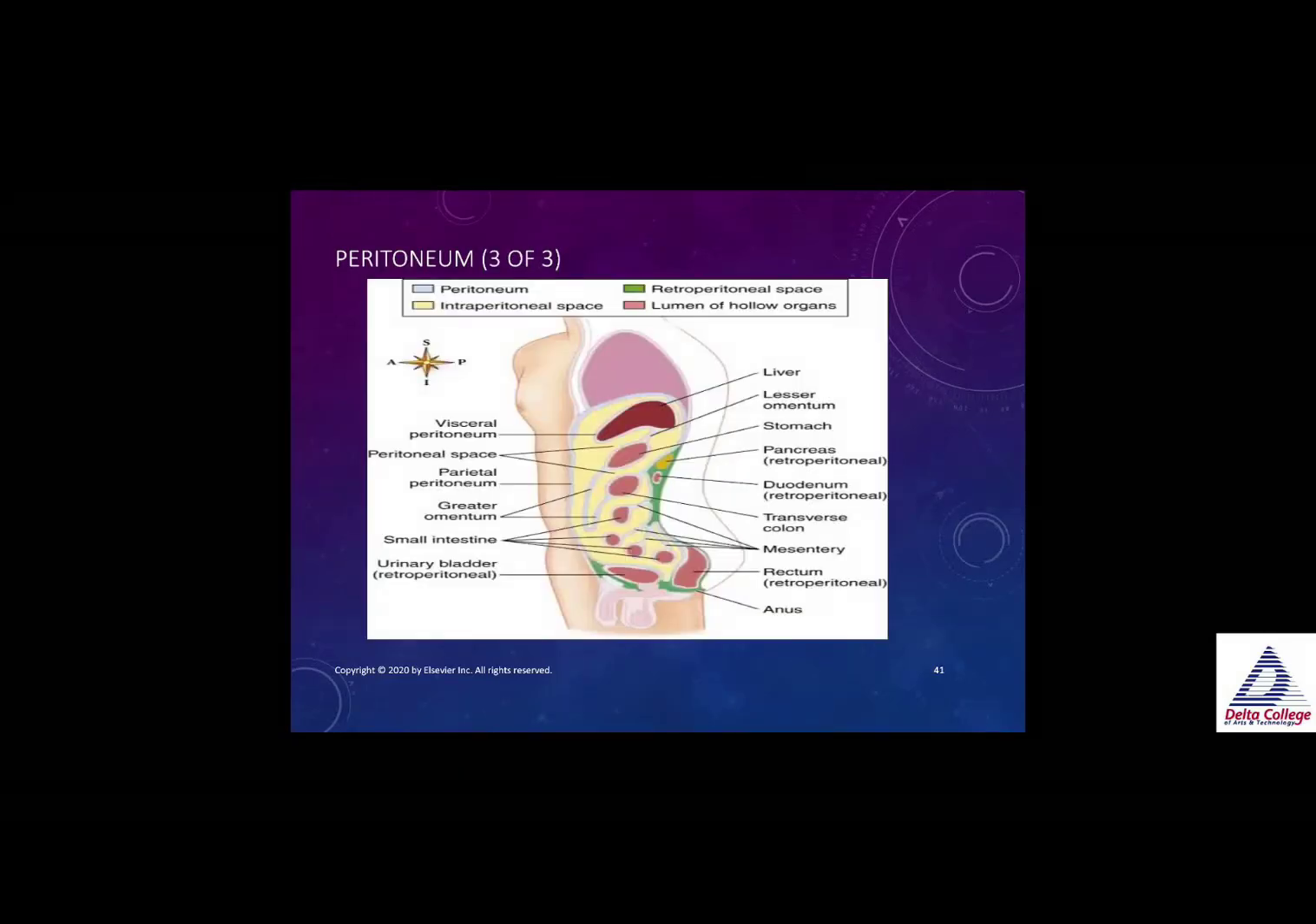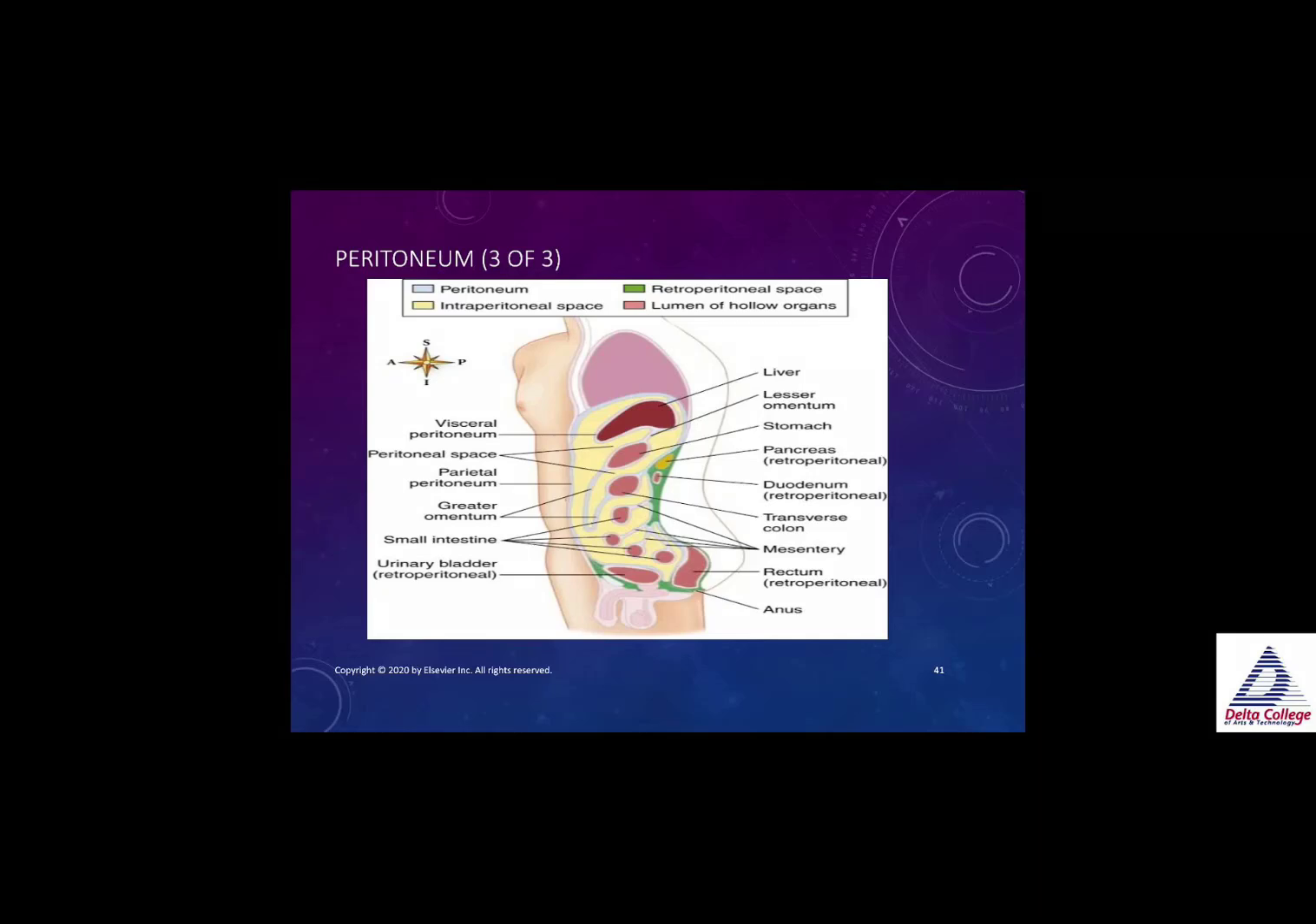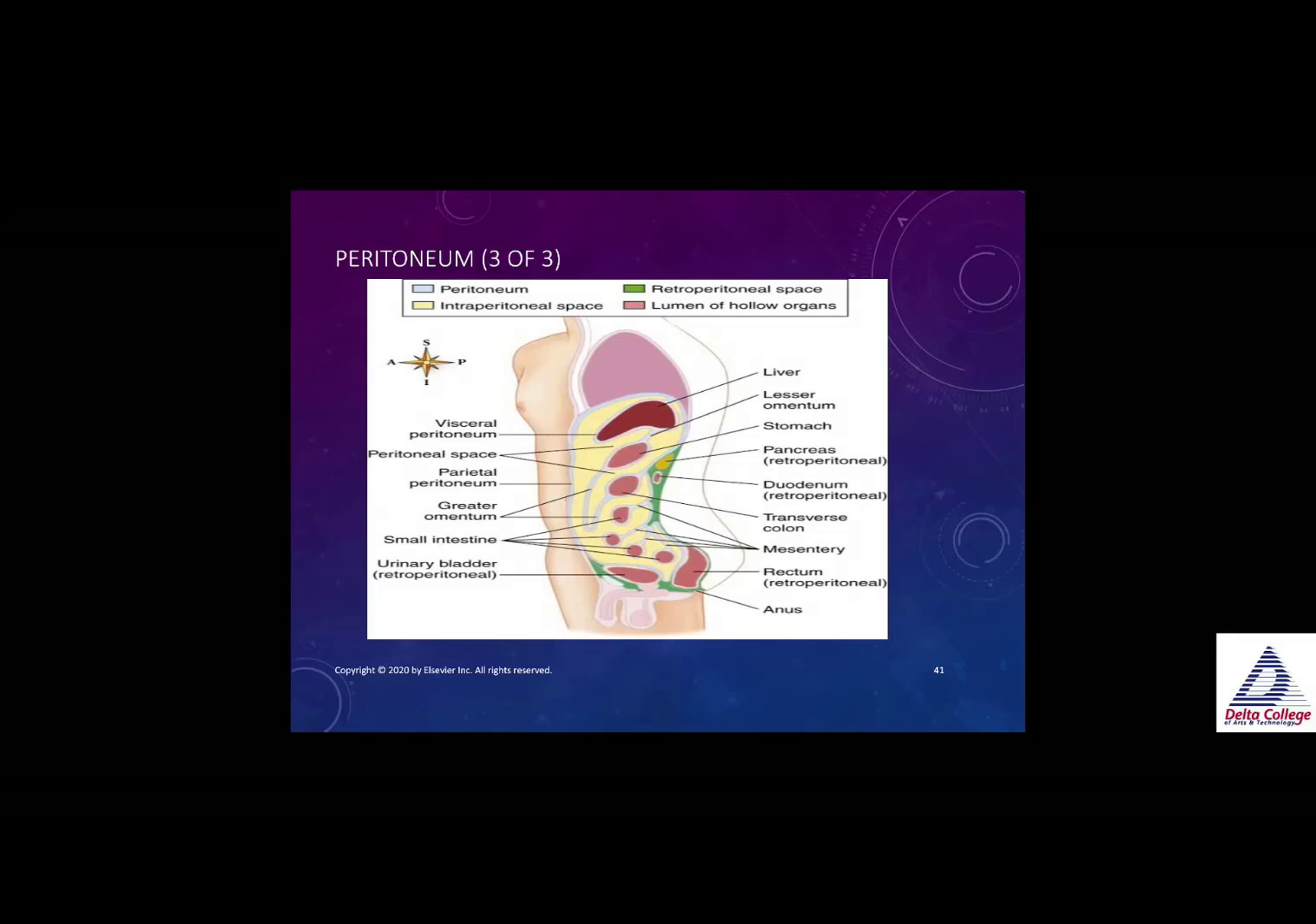So here's an image of the peritoneum. Make sure you get a good idea of where the mesentery, the greater omentum, or that lace apron is, the visceral peritoneum, parietal peritoneum, peritoneal space. Now, retroperitoneal, you'll notice that includes the urinary bladder, the rectum, and also the kidneys, which are not shown here. Pancreas is retroperitoneal, so is the duodenum. So it just gives you a good visual.